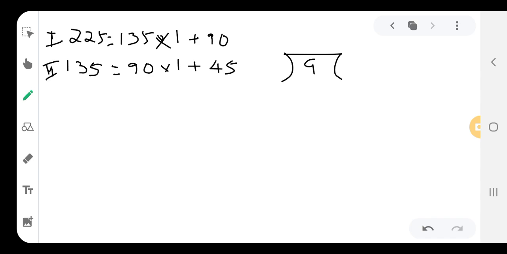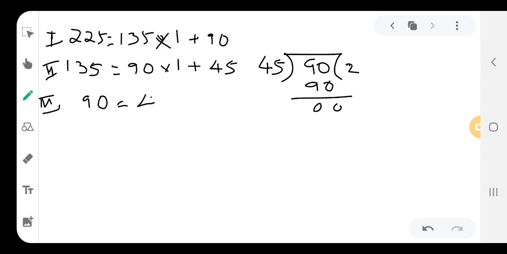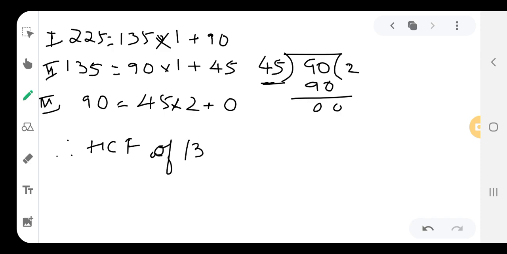So we got 90 here and the divisor as 45. Again 2s are 90, 0. So the third step is what? 90 is equal to 45 multiplied with 2. The remainder is how much? 0. So here in the last step, what will be the divisor? That will be the HCF. Therefore the HCF of 135 and 225 is 45.